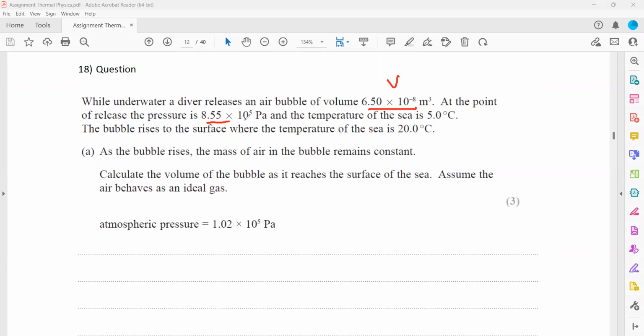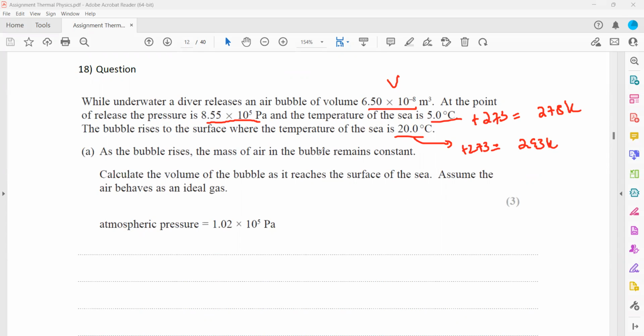At a pressure of 8.55 × 10^5 Pascal, and the temperature should always be in Kelvin whenever you're substituting in the formula. So to convert degrees centigrade into Kelvin, we add 273. So it will become 278 Kelvin. The bubble rises to the surface where the temperature changes to 20. So the new temperature in Kelvin, adding 273, will be 293.